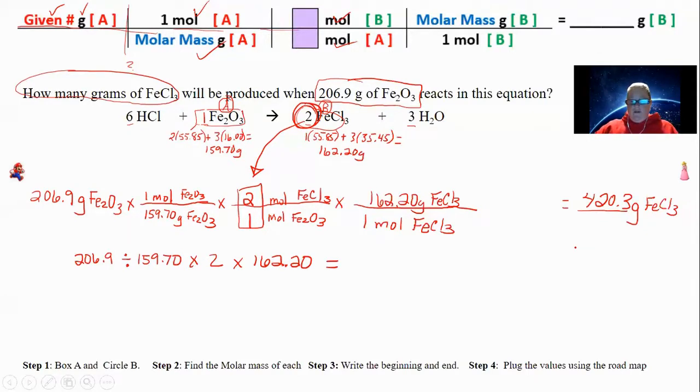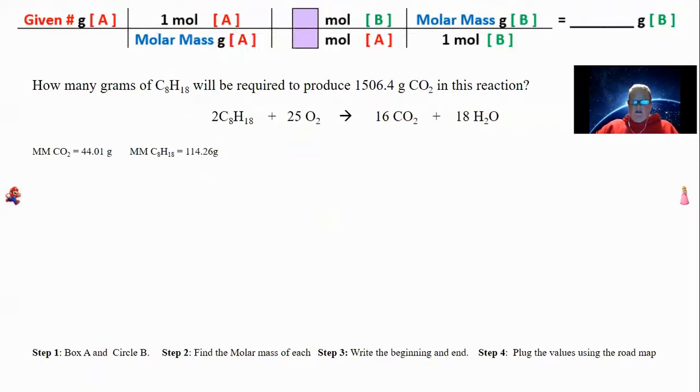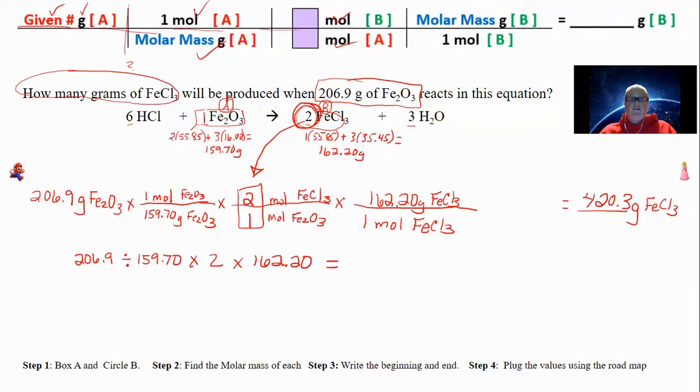So the next slide is another problem. How many grams of C8H18 will be required to produce 1,506.4 grams of CO2 in this reaction? One thing I want to point out on this slide is in this problem, my A happened to be on this side and my B happened to be on this side. And it's not always going to be the case.